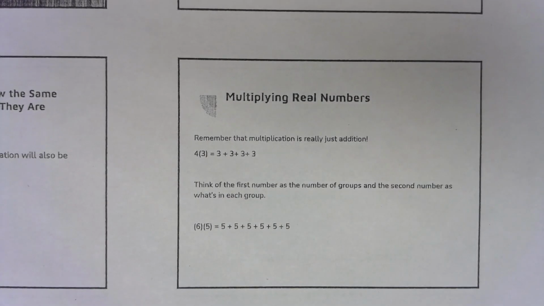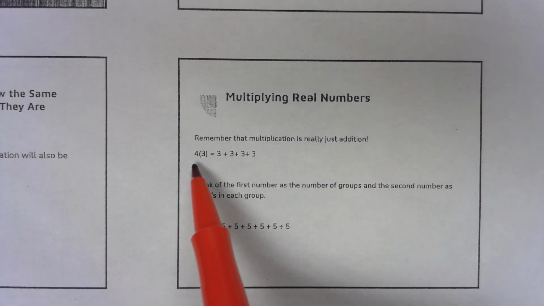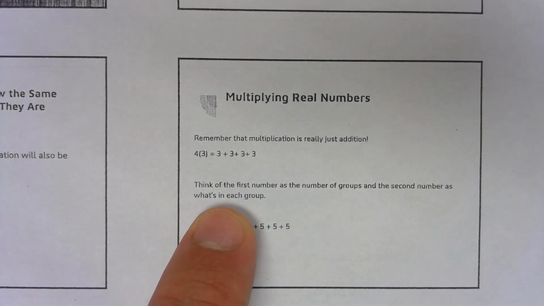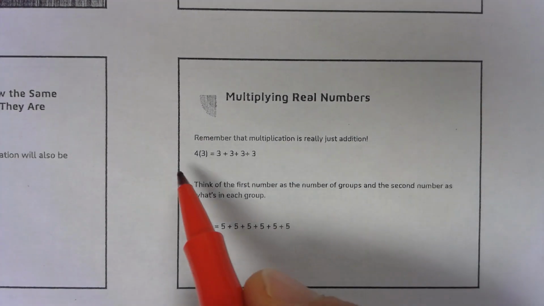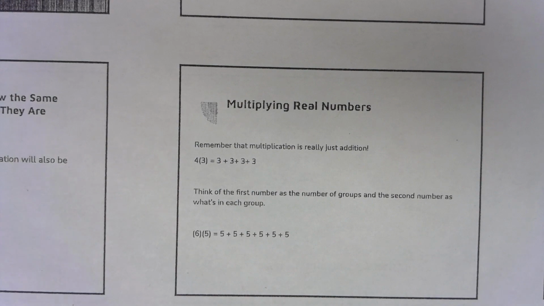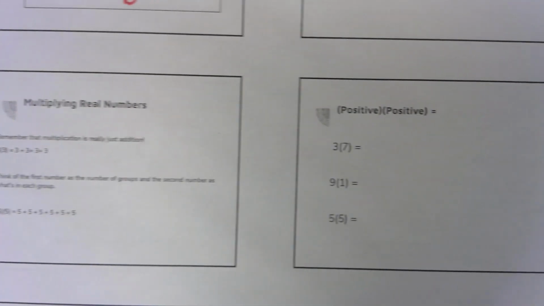And here's what we're going to take note of: multiplying real numbers. Okay, this is just basically the definition of multiplication. Remember that multiplication is really just addition. If I have 4 times 3, that's 3 plus 3 plus 3 plus 3. Or in other words, think of the first number as the number of groups and the second number as what's in each group. So this is 4 groups of 3. 4 groups of 3 means we have 12 different things. 6 groups of 5 means that we have 30 different objects in that set. All right, so that's just the basic definition of multiplication.